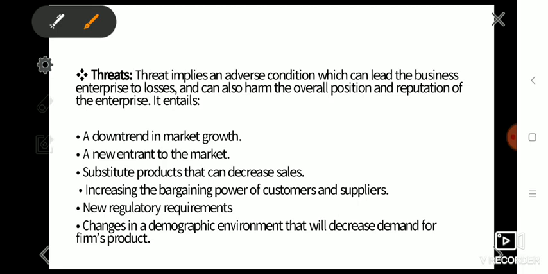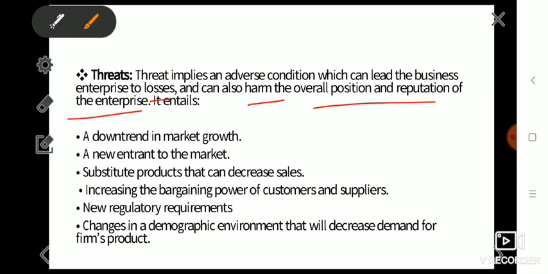Threat is just the opposite of opportunity, and opportunity and threat are external to an organization, whereas strengths and weaknesses are internal to an organization. I hope you all know about that. Now let's move on to what is threat. Threat implies an adverse condition which can lead the business enterprise to losses and can also harm the overall position and reputation of the enterprise.